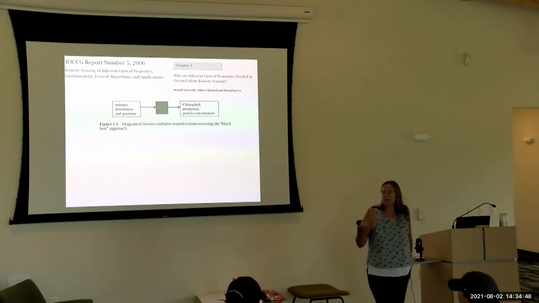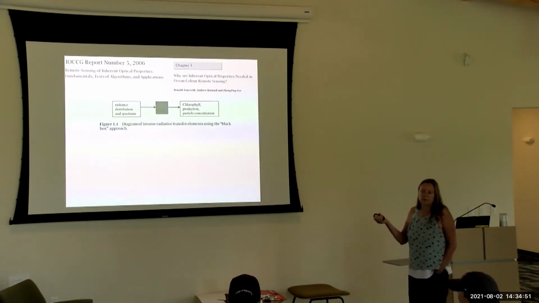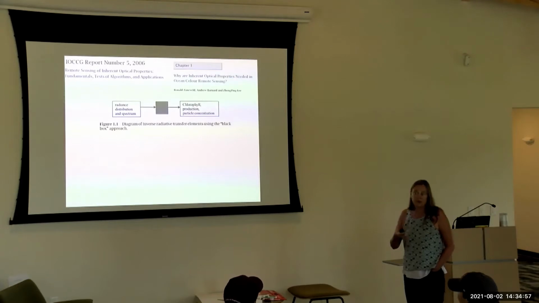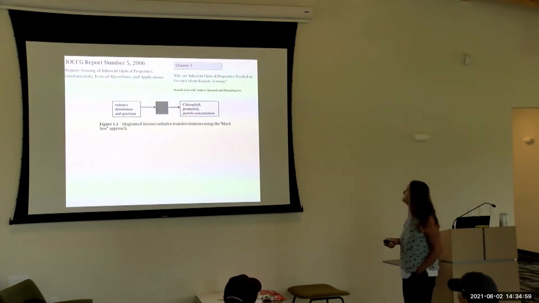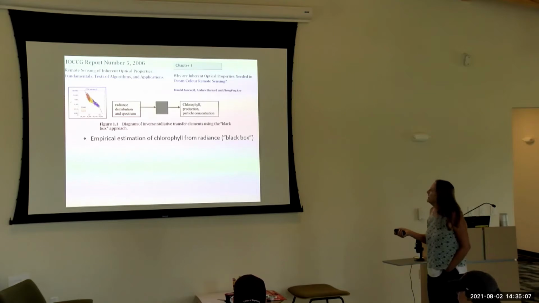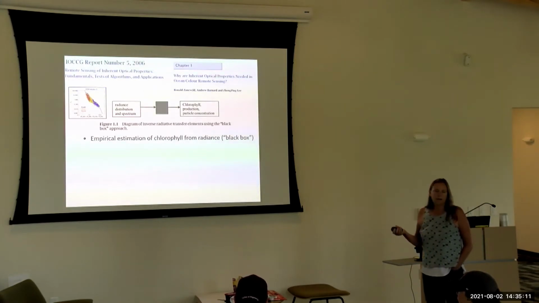Like, why do we need these IOPs when we can already get all of these data products from some empirical based model, be it a band ratio or a neural network? And so here's the example for the OC4 algorithm. And so we can estimate chlorophyll. We see that chlorophyll is related to this ratio. We don't really care why.